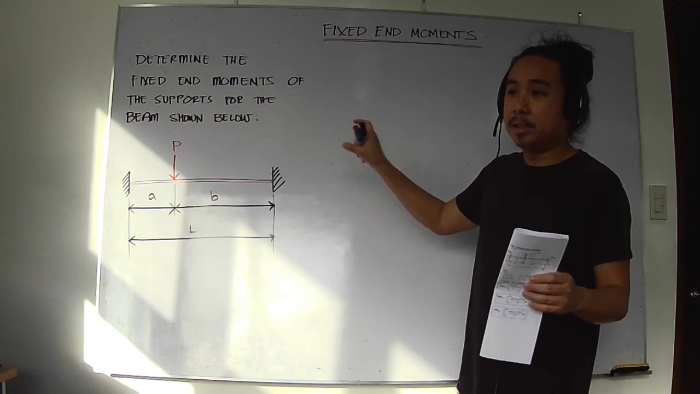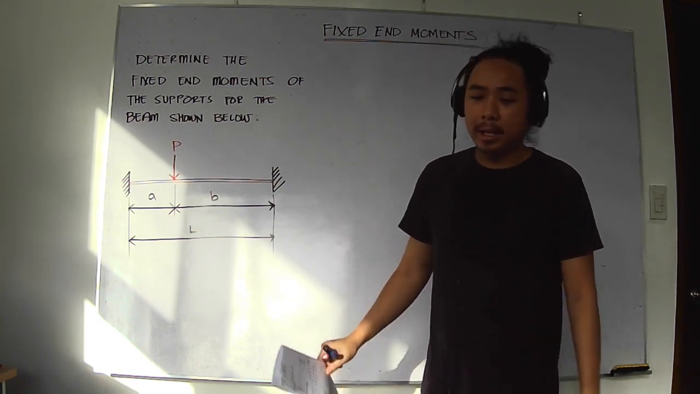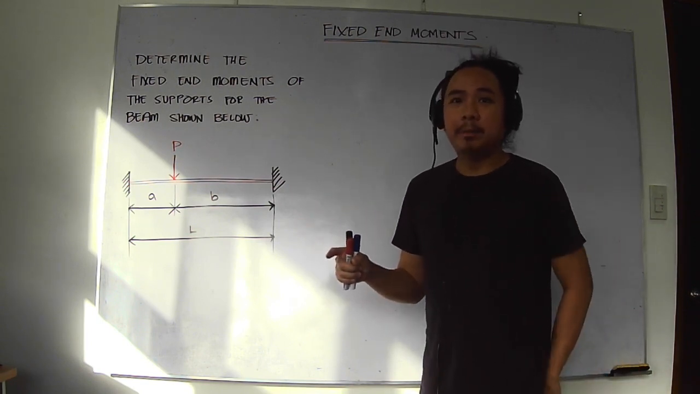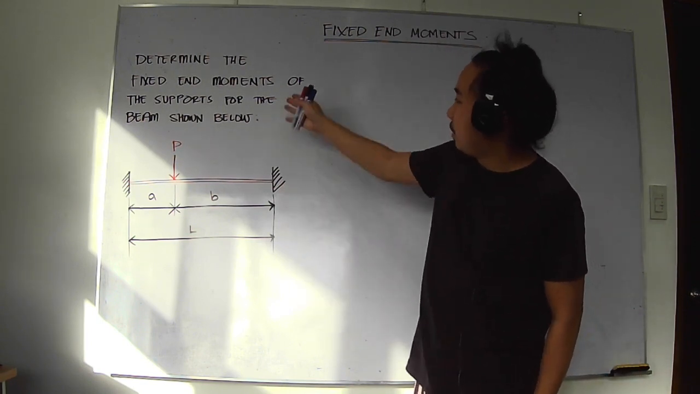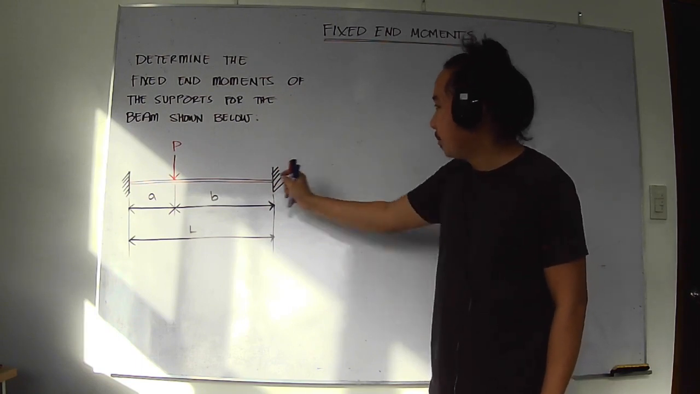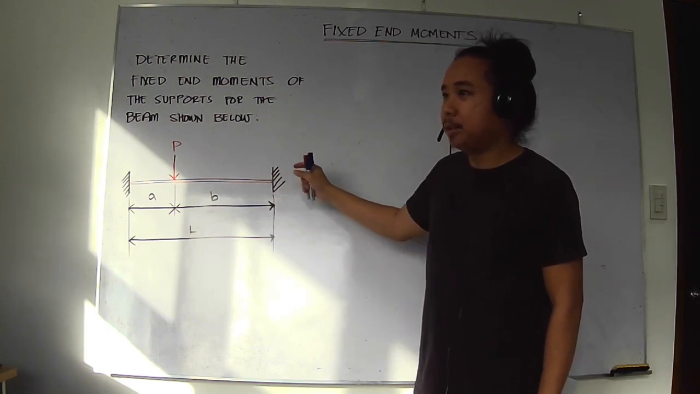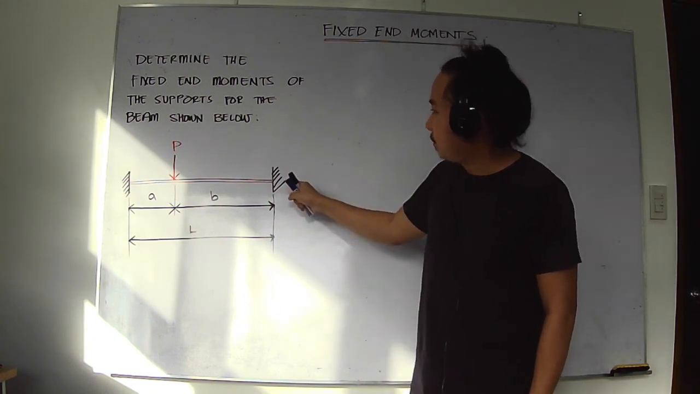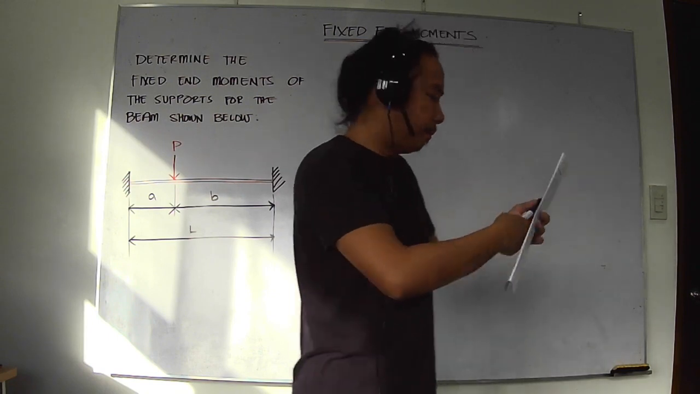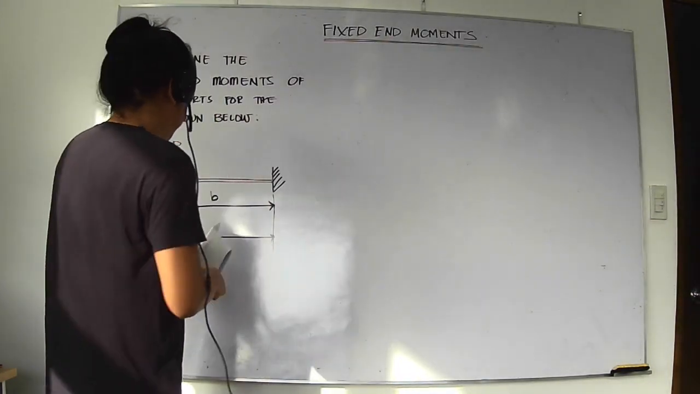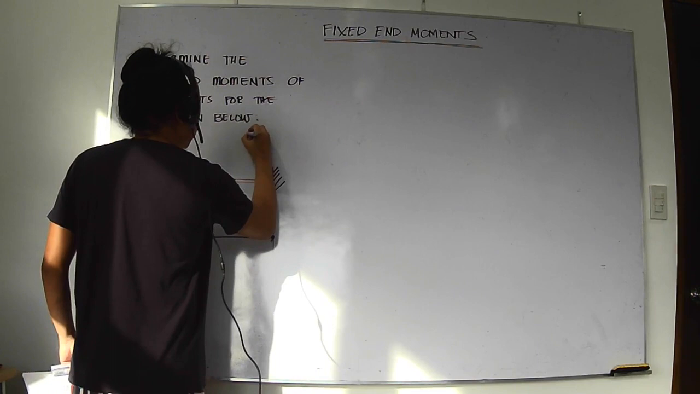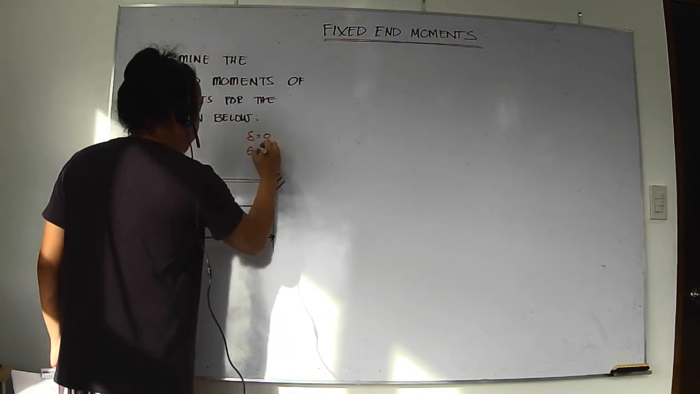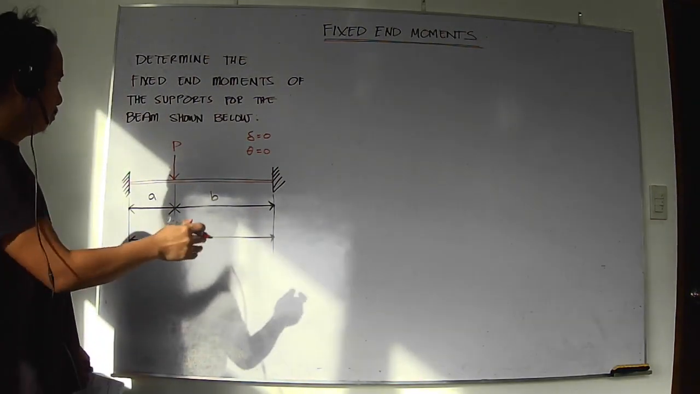It's called restrained because when you say fixed, it is restrained on all possible movements. It cannot move vertically, it cannot move horizontally, and it cannot bend at these points. So we have zero deflection and zero slope. There's no rotation.